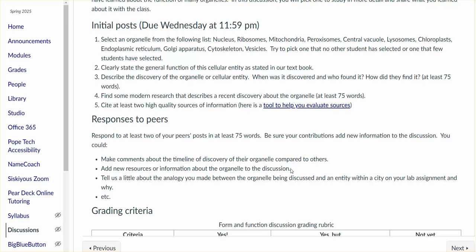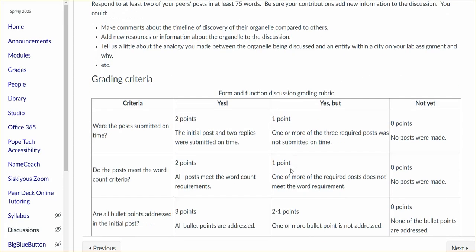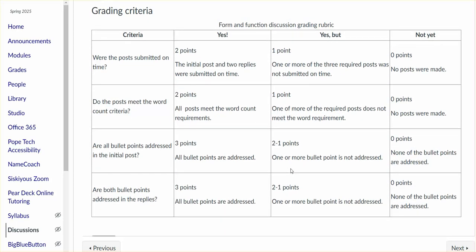So please make your first posts in this discussion, your initial post, by Wednesday, and then respond to your peers by Saturday at 11:59 p.m.